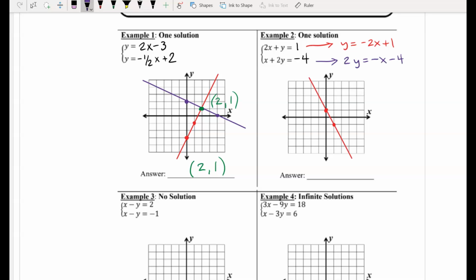The first step to solve the second equation for y is to subtract x from both sides. So I get 2y is equal to negative x minus 4. I still have to divide everything by 2 to get y by itself. So remember that every term gets divided by 2.